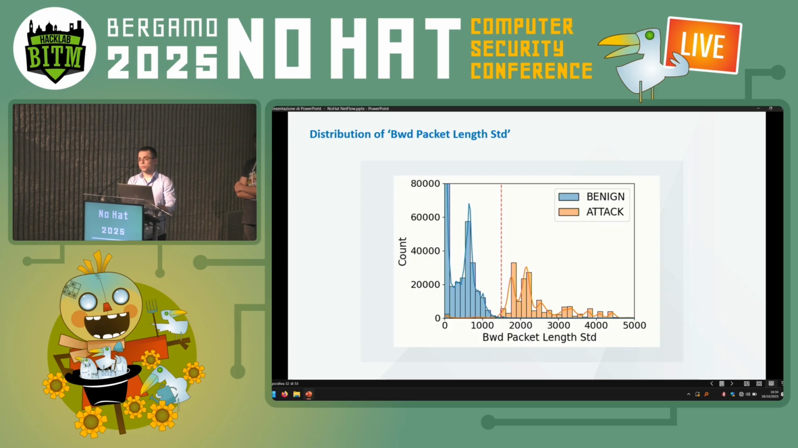So if we look at the class-specific distributions for this feature, we can see a very clear separation. So this feature, we can say it's a strong discriminator between benign flows and denial of service attack traffic. So this prompted us to further investigate the data from Wednesday, as now Hermes will show us.